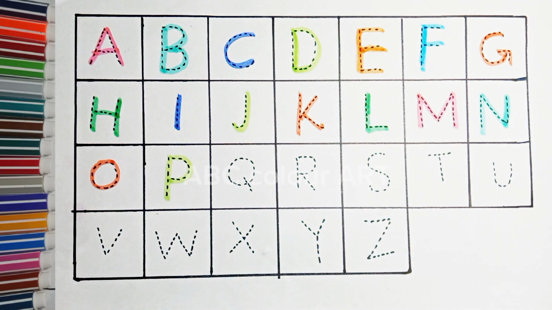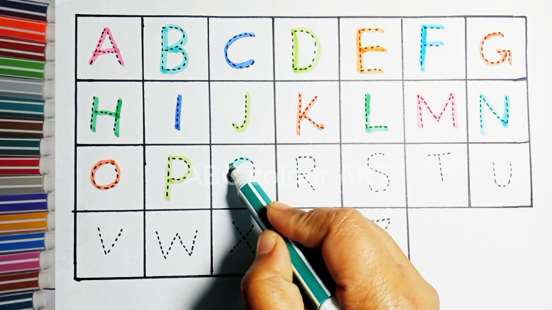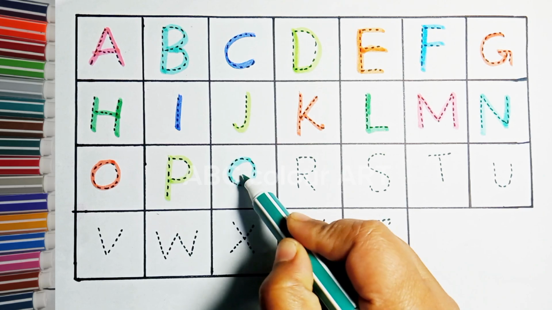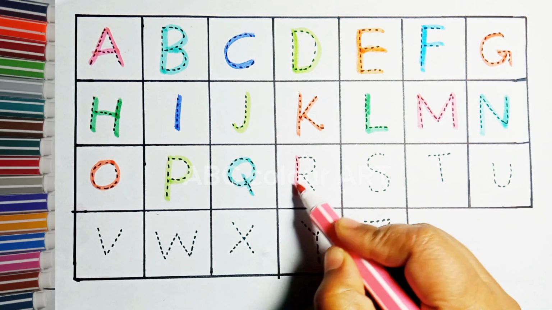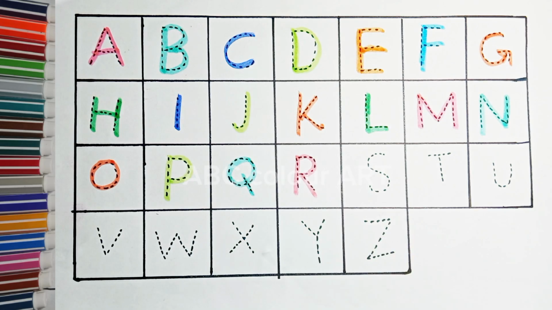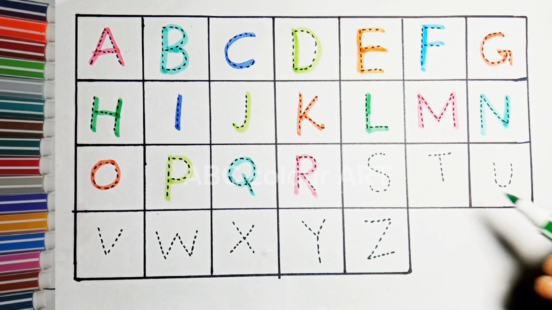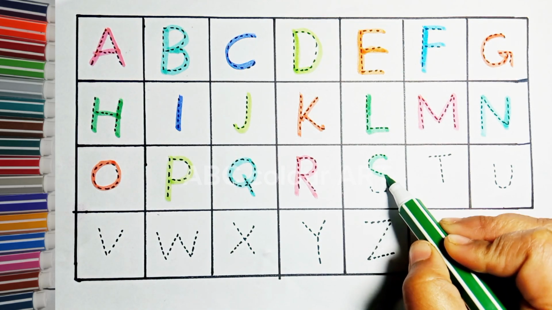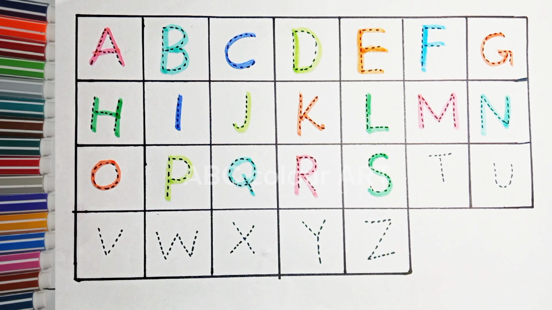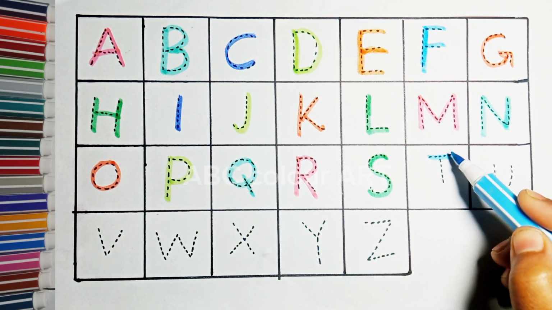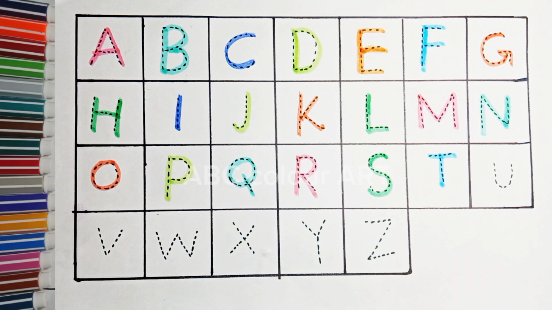P is for parrot. Q is for queen. R is for rat. S is for sun. T is for tiger.